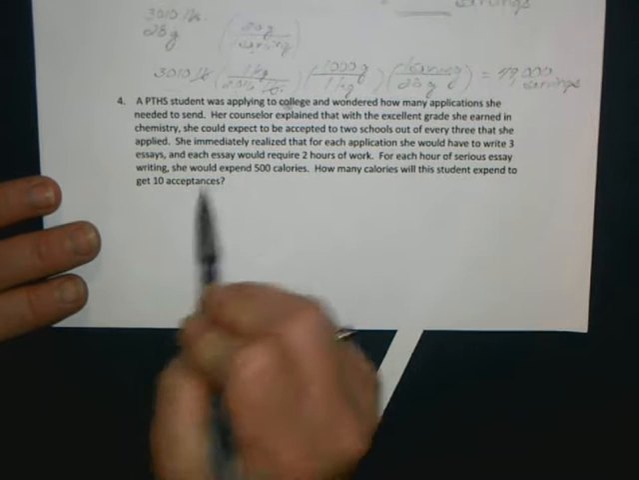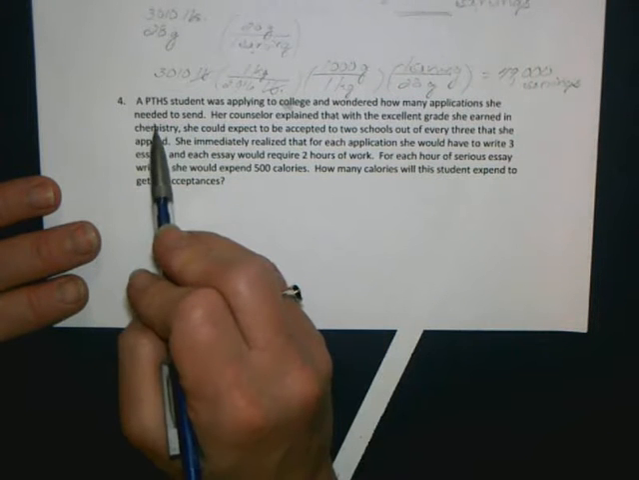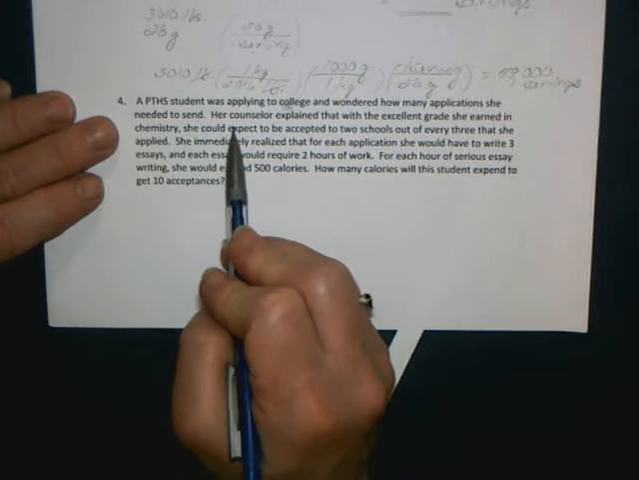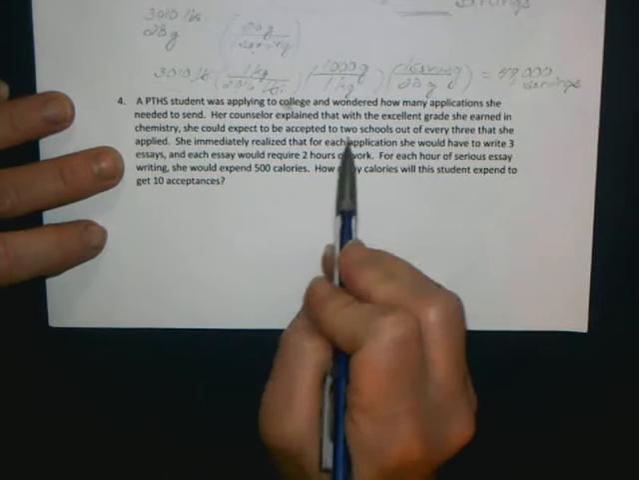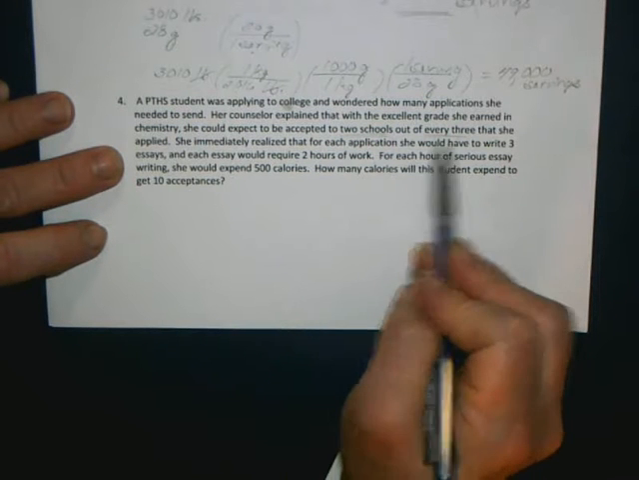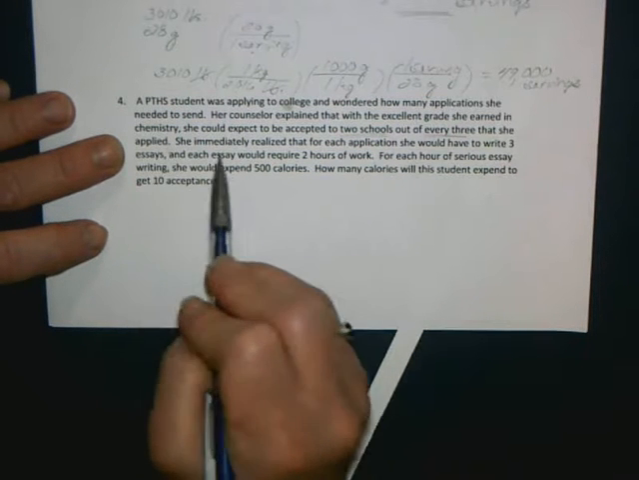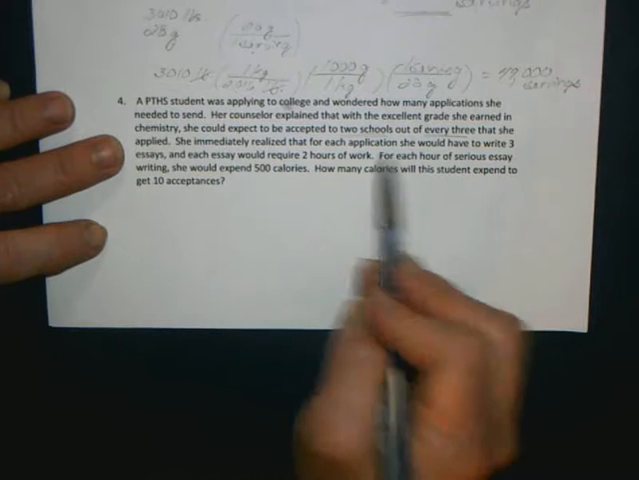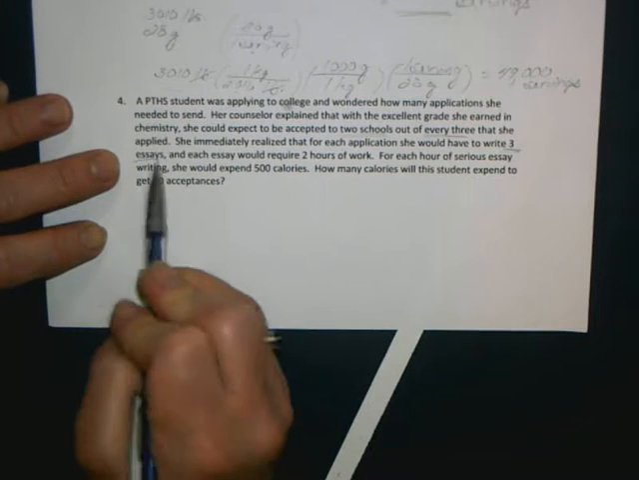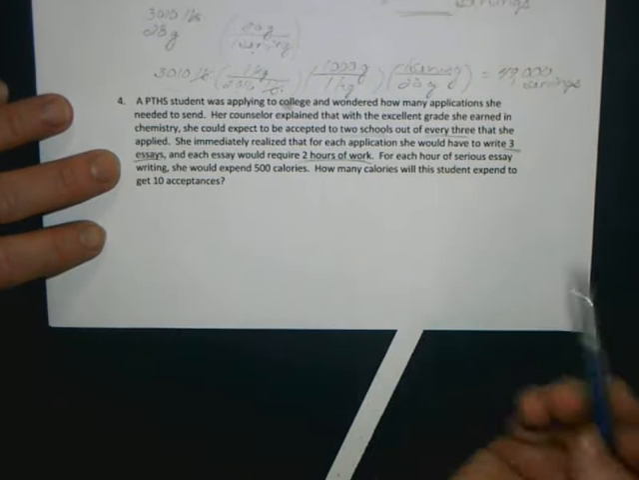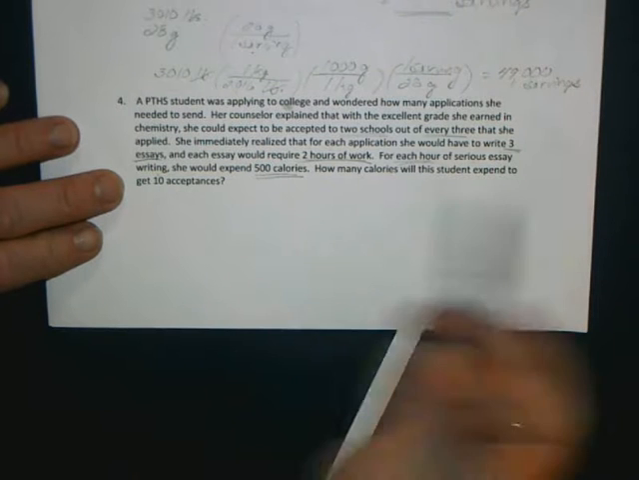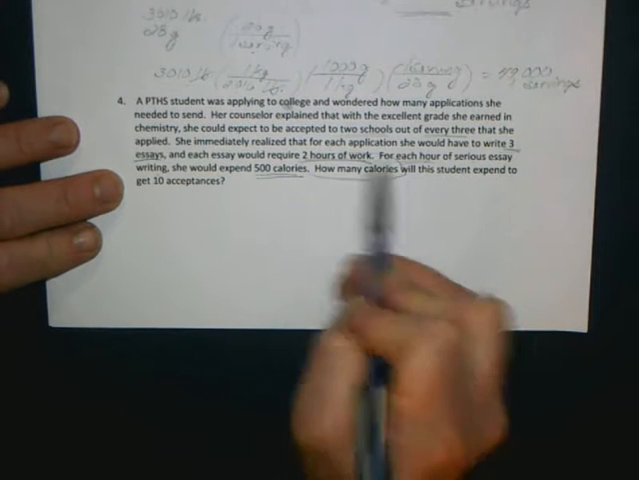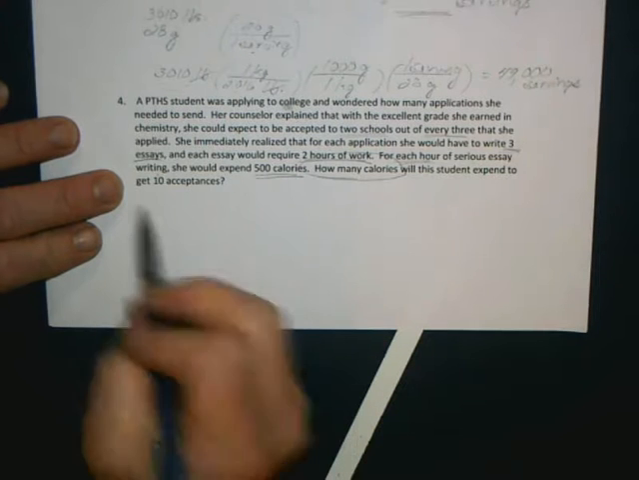A Peters student was applying to college and wondered how many applications she needed to send. Her counselor explained that with the excellent grade she earned in chemistry, she could expect to be accepted to 2 schools out of every 3 that she applied. She immediately realized that for each application, she would have to write 3 essays, and each essay would require 2 hours of work. For each hour of serious essay writing, she would expend 500 calories. How many calories will this student expend to get 10 acceptances?